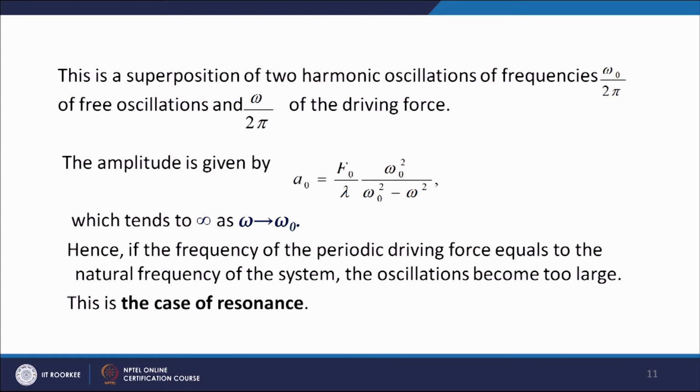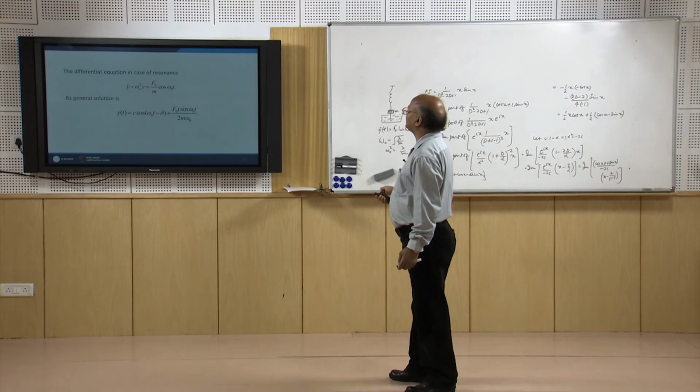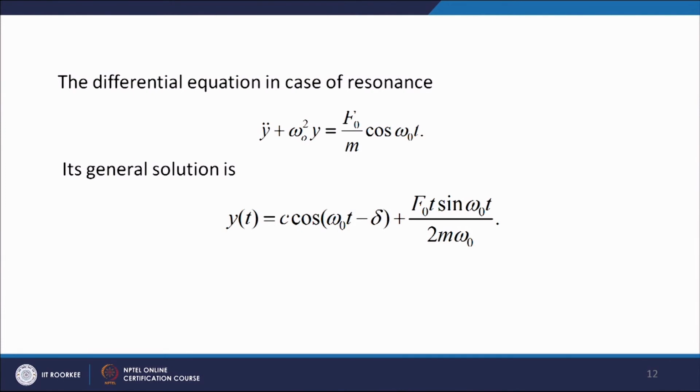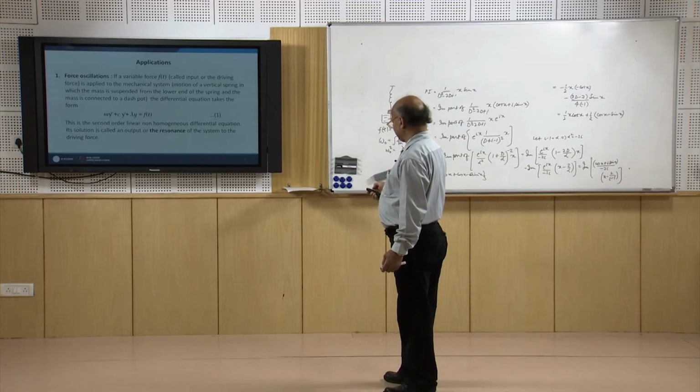Now we can see from here, as ω tends to ω₀, this a₀ tends to infinity, so the amplitude becomes very large. Hence if the frequency of the periodic driving force ω equals the natural frequency ω₀, the oscillations become too large. So this is the case of resonance. If you look at the differential equation, we are taking c = 0.